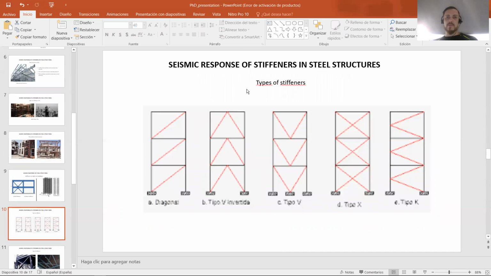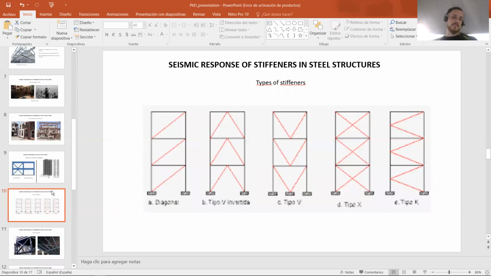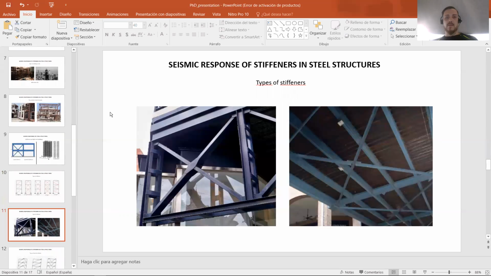These are a few examples of stiffeners. There is one stiffener with a diagonal shape, in red in the picture. There are the V-shaped stiffeners and inverted V stiffeners, X stiffeners, Z stiffeners. These are a few examples of stiffeners.